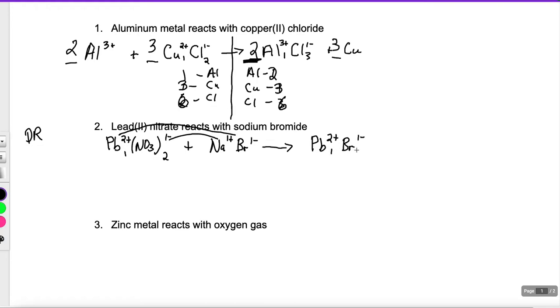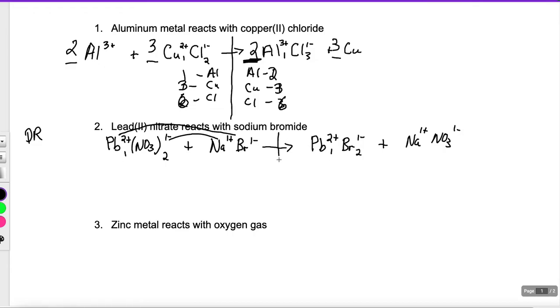I'm going to crisscross them, PbBr2, plus sodium, which is a positive. See how I'm writing the positive first, even though it comes second over here? It is going to go with the nitrate, which is 1 negative, so NaNO3.